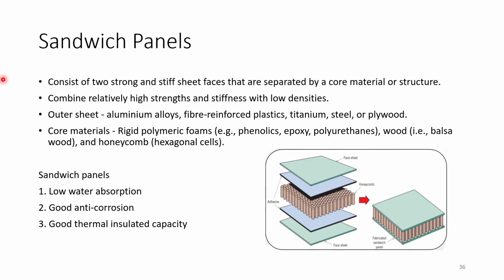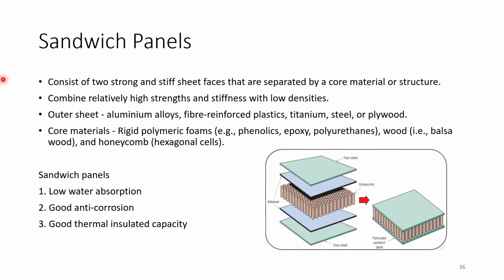Next is sandwich panels. So it consists of two strong and stiff sheet faces that are separated by a core material or structure. It combines relatively high strength and stiffness with low densities. The outer sheet can be made with aluminum alloys, fiber reinforced plastics, titanium, steel or plywood, and the core materials can be made of rigid polymeric foams such as phenolics, epoxy, polyurethanes, or wood such as balsa wood, and honeycomb such as hexagonal cells.